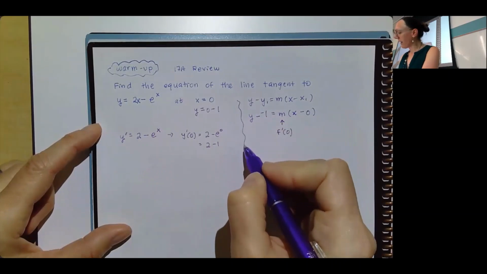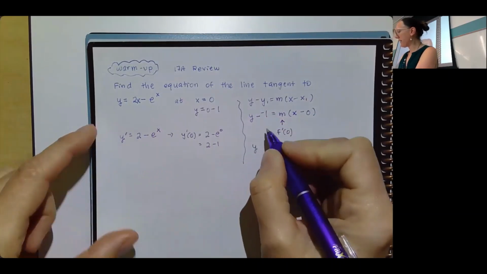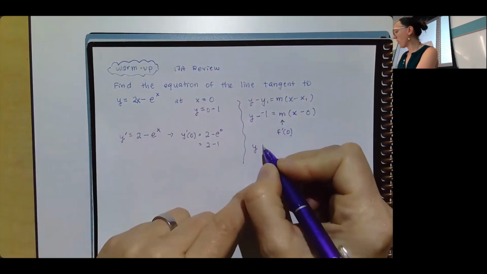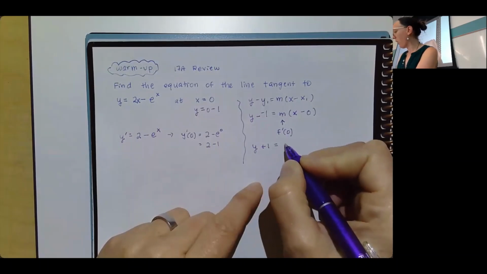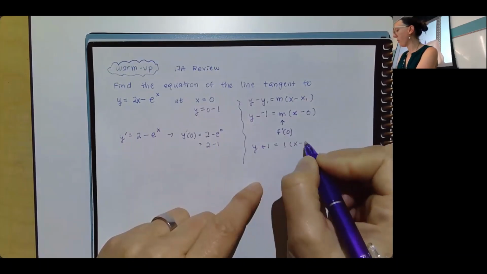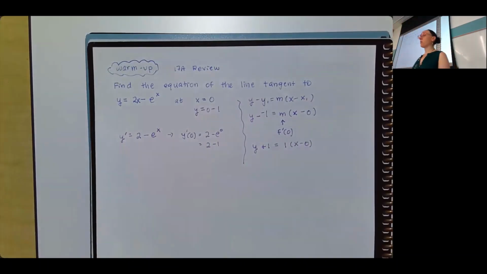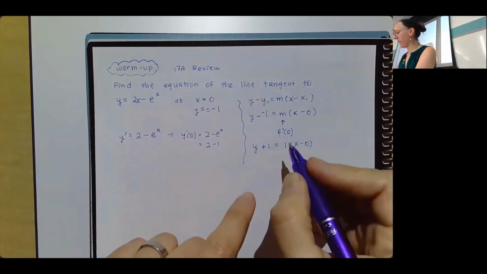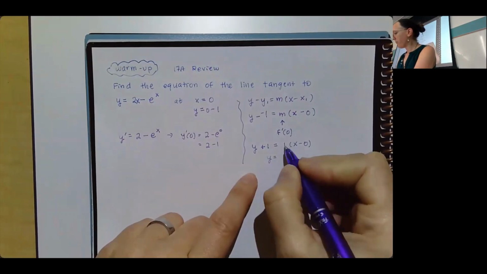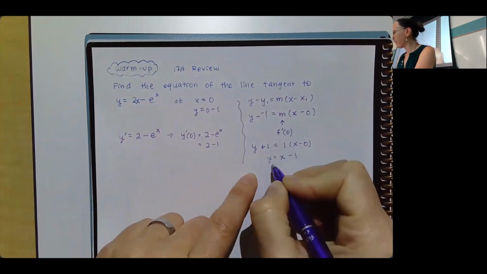So over here, I'll go ahead and plug that in, maybe switch this around to say y plus 1 is equal to 1 times x minus 0. And if you want that to be in y equals mx plus b form, it's just a quick bit of algebra to rearrange this. And that's it.